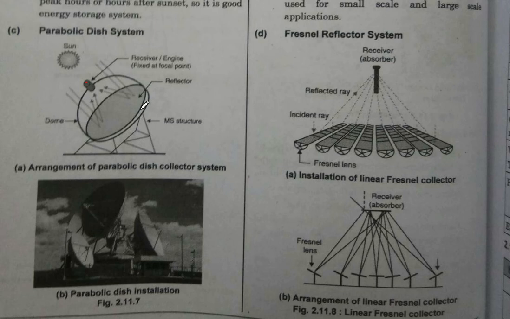The reflector here tracks the sun in two axes, and it is mounted on this structure, which we call the M structure. It has modular collector and receiver units.